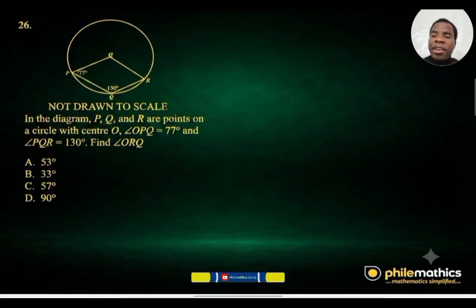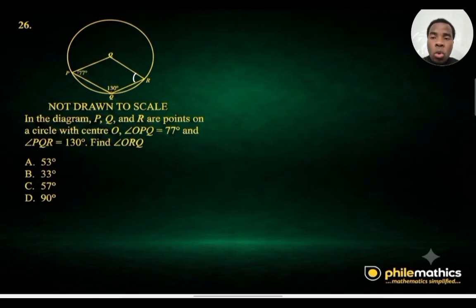This is an interesting question on circle geometry. It says, in the diagram, P, Q, and R are points on a circle with center O. Angle OPQ is 77 degrees and angle PQR is 130 degrees. Find angle ORQ, that is this angle here. A rule of thumb in solving questions on circle geometry is start with the angles you know and then have the circle theorems handy.